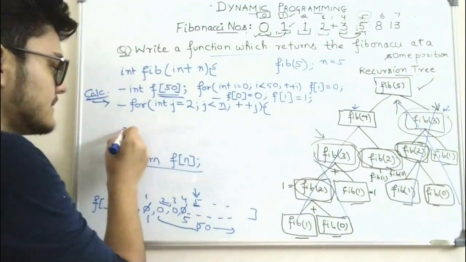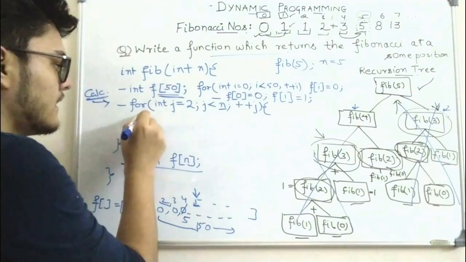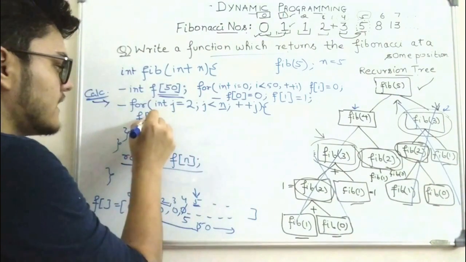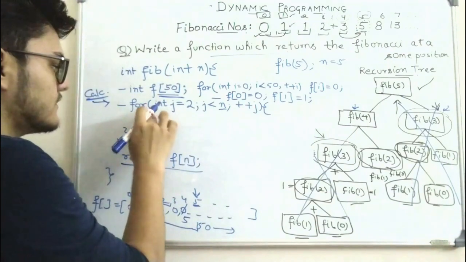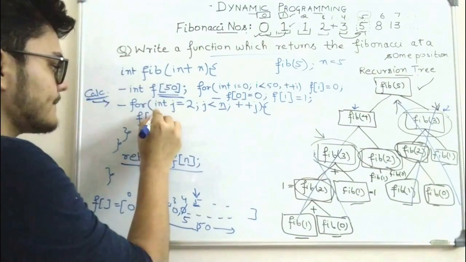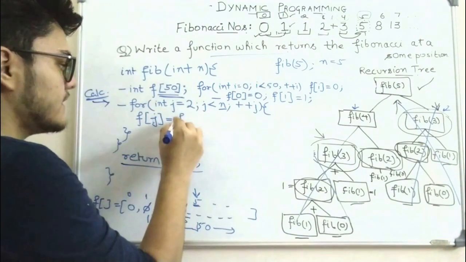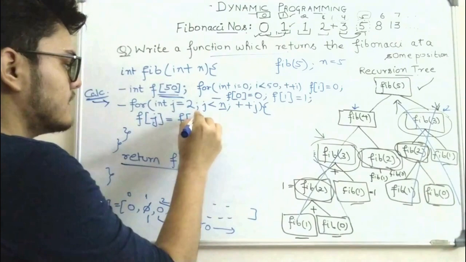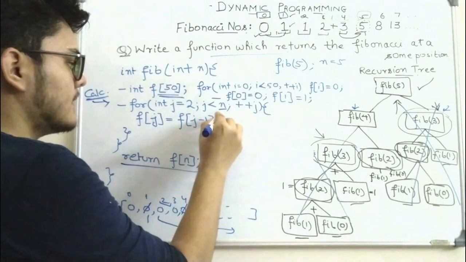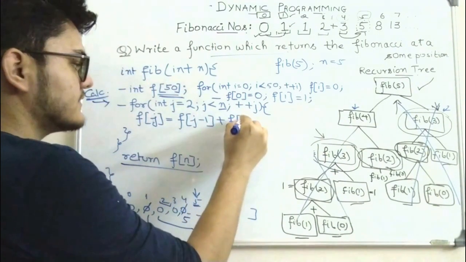So at each step what I'm going to do is store the value at the j position, which is equal to f of j minus 1 plus f of j minus 2.